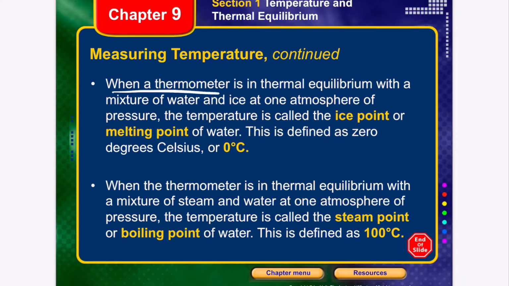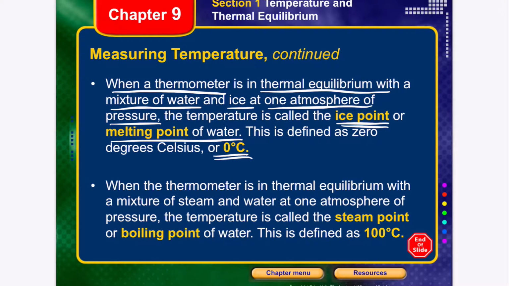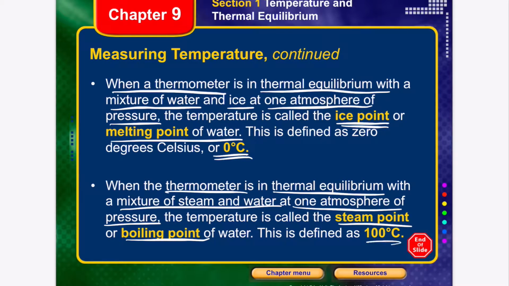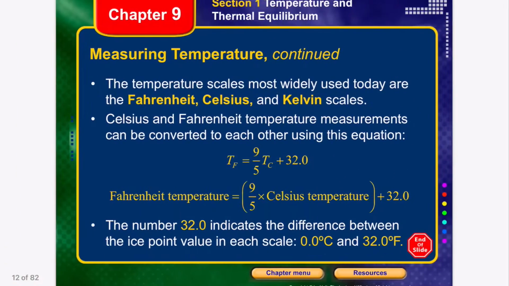Now, when a thermometer is in thermal equilibrium with a mixture of water and ice at 1 atmosphere of pressure, that temperature is called the ice point or the melting point of water, and this is defined as 0 degrees Celsius. And when the thermometer is in thermal equilibrium with a mixture of steam and water at 1 atmosphere of pressure, the temperature is called the steam point or boiling point of water. This is about 100 degrees centigrade.